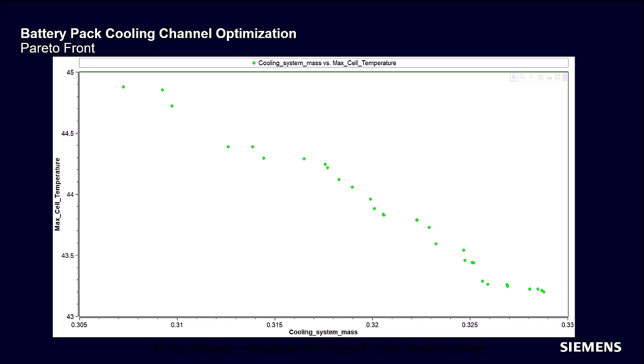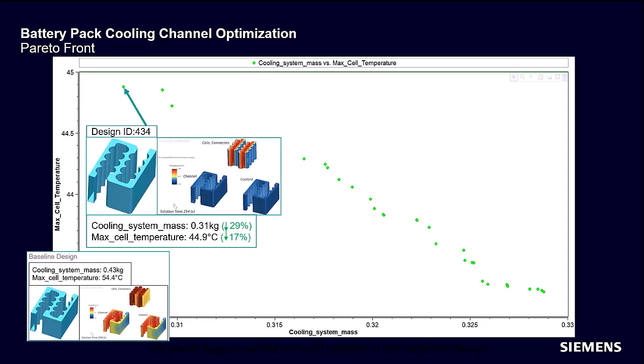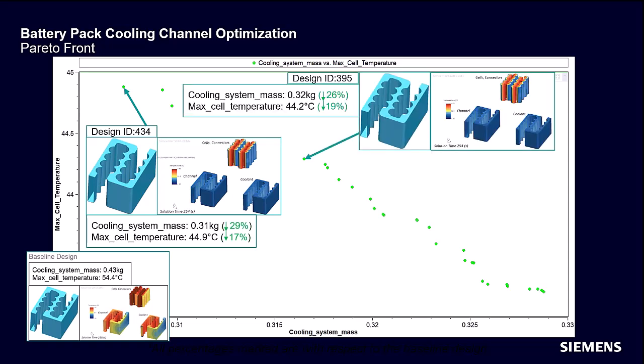Each design point on this plot represents a different level of trade-off between the maximum cell temperature and the cooling system mass. The design on this plot with the highest cell temperature has still lower temperature and mass than the baseline design. Design ID 395 has slightly lower temperature than design 434 but with a slightly higher mass.